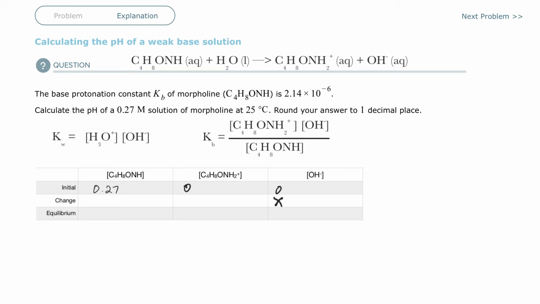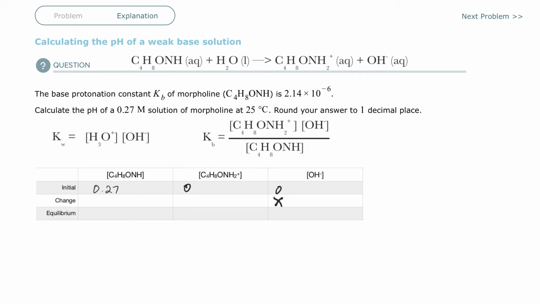Remember that this expression here, the Kb expression, is this first guy's concentration taken to the power of its coefficient. Well, that's a 1, so this is going to be the power of 1. This is hydroxide taken, there's 1 here, so it's the power of 1, and this guy is 1, so this is the power of 1.